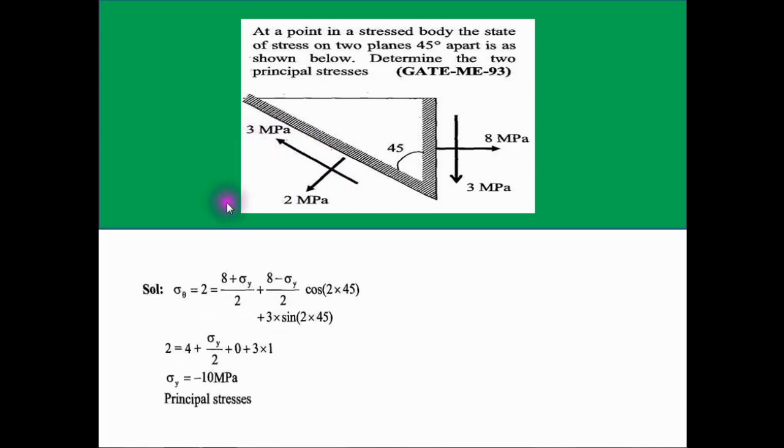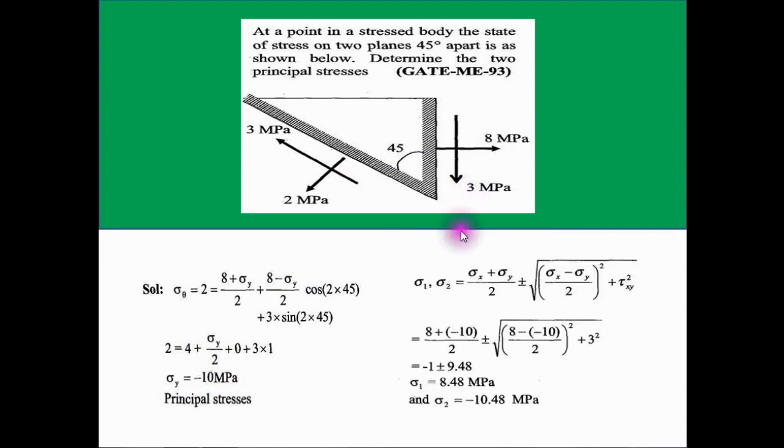Now use this formula. Normal stress is equal to (sigma x plus sigma y) upon 2 plus (sigma x minus sigma y) upon 2 into cos 2 theta plus tau xy sin 2 theta. Substituting the value of sigma x and tau xy and theta values and normal stress 2 megapascal in this equation, we can find out sigma y. Now we are ready with sigma x, sigma y and tau xy.